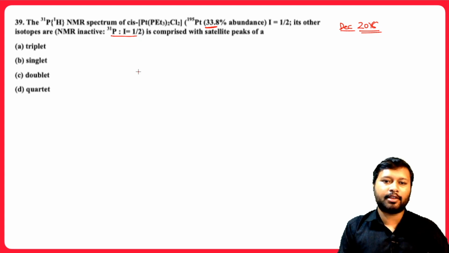Again, let's try to make the molecule first of all. So we have cis PEt3 twice, PEt3 twice.